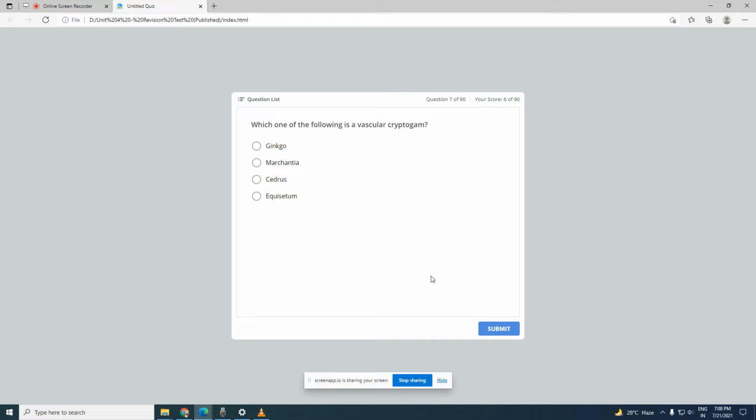Seventh question. Which one of the following is a vascular cryptogam? Is it Ginkgo, Marchantia, Cedrus, or Equisetum? Which is the right one? A, B, C, D.